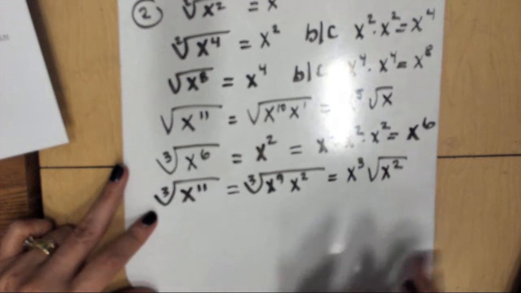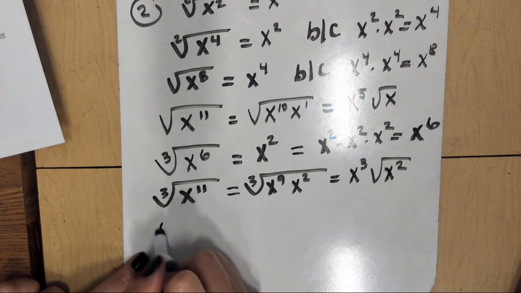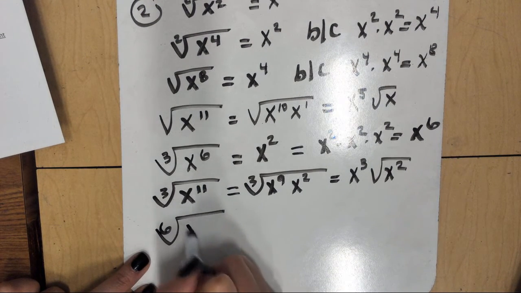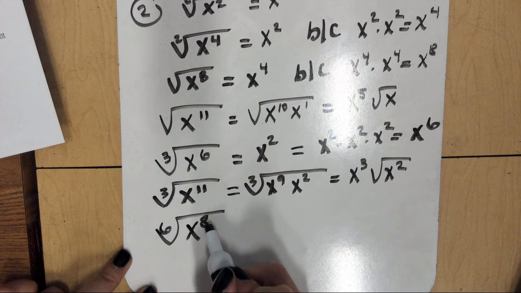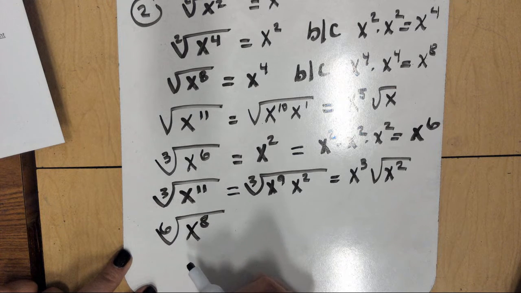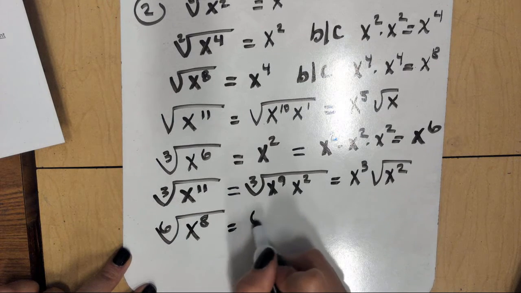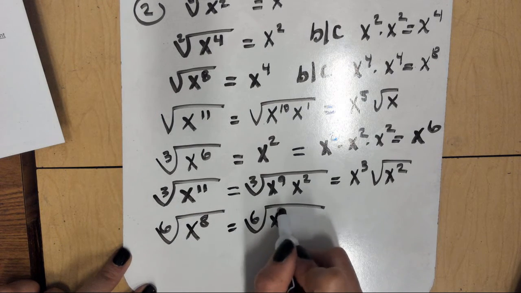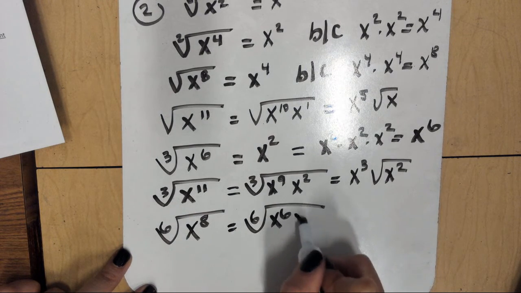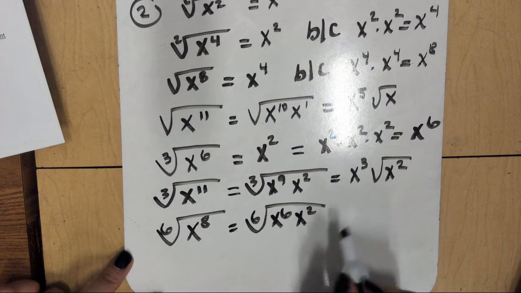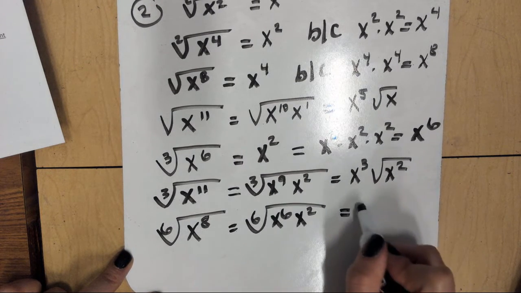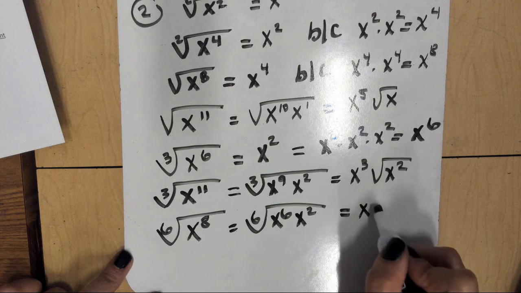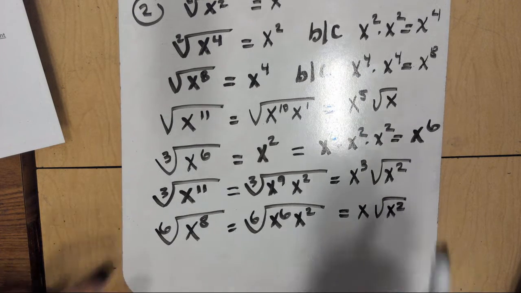So just one more example. Let's say I have the 6th root of x to the 8th. Well, 8 does not divide by 6 evenly, but x to the 6th does, and that would be times x squared, because 6 plus 2 is 8. And so 6 divided by 6 is just 1, so x, and I'm left with x squared under the radical.